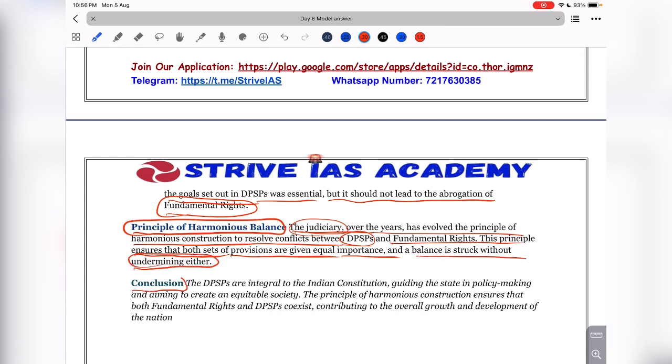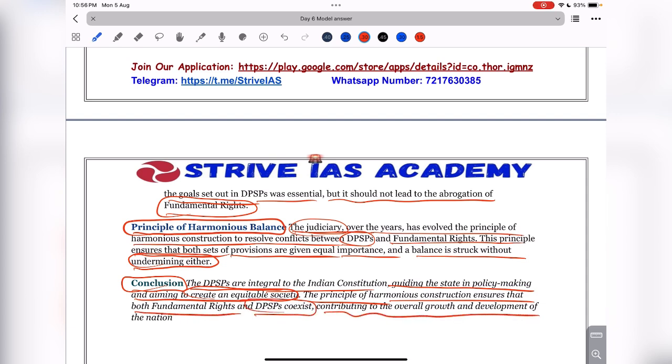The DPSP are integral to the Indian Constitution, guiding the state in policy making and aiming to create an equitable state. The principle of harmonious construction ensured that both fundamental right and DPSP coexist, contributing to the overall growth and development of the nation. So you just sum it up in your conclusion and show that the balance between both the DPSP and fundamental right is essential to ensure smooth growth of India.